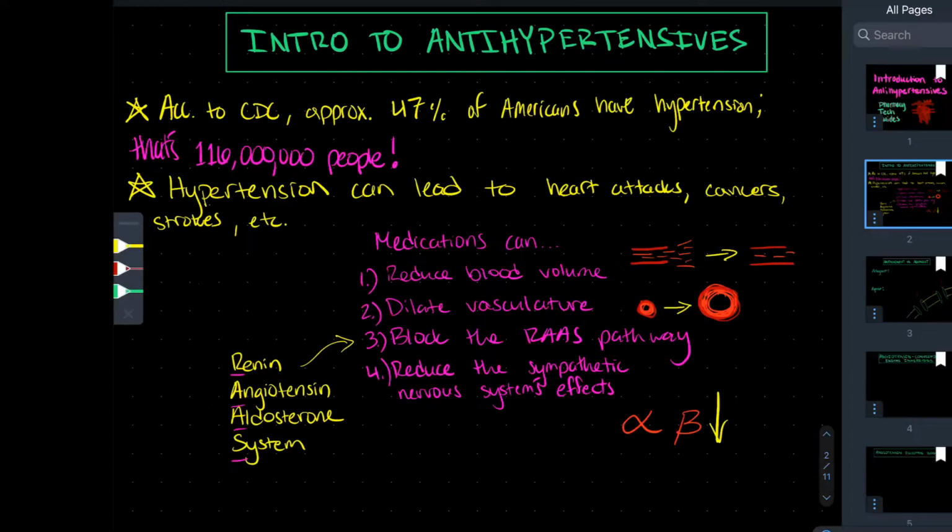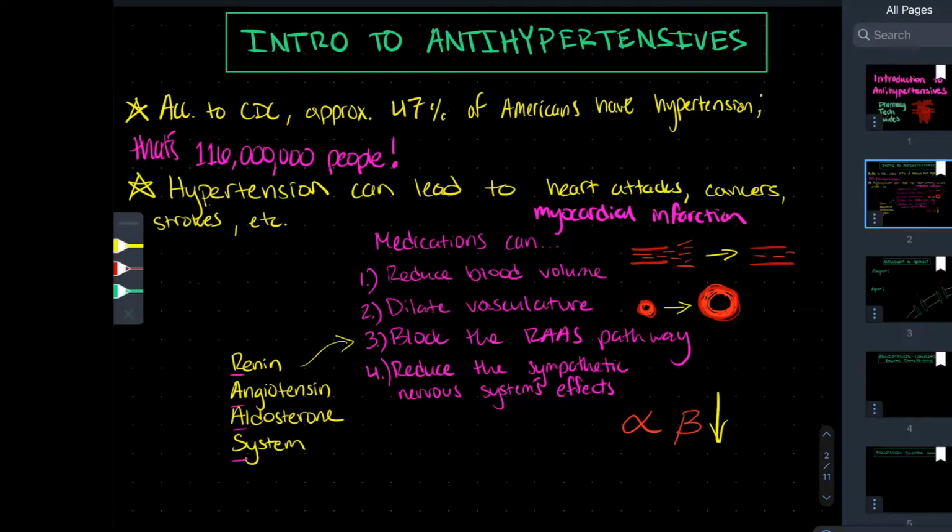And hypertension can lead to all various sorts of illnesses and chronic conditions like heart attacks, which is also called a myocardial infarction. That's just the fancy medical way of saying it. Various cancers, strokes, etc. So we use antihypertensives because they're generally pretty cheap and they're a really good option when people are starting to have the onset of hypertension.